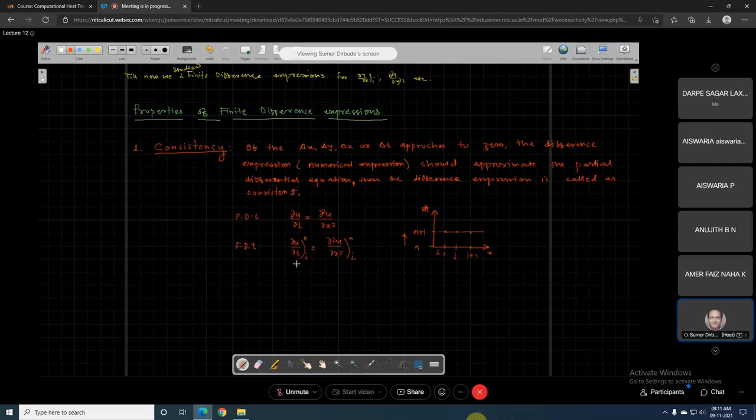Now for this discretization, if you consider a delta x in space and delta t in time, we can do this for n plus 1. We have a known value of n. To calculate n plus 1, we have a known value of n, so we can do it by forward difference, like u i n plus 1 minus u i n divided by delta t. This is a finite difference expression.